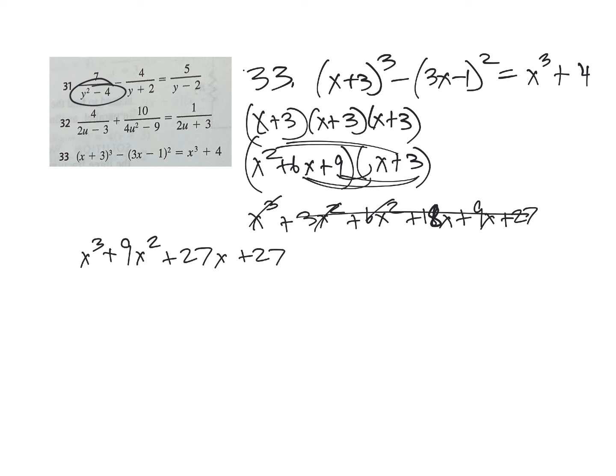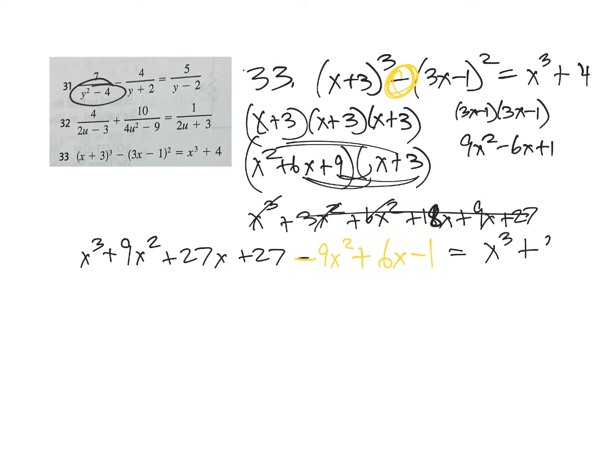That's the first part. The (3x - 1)^2. So this is a big minus here. (3x - 1)(3x - 1). You get 9x^2 - 6x + 1. But this is a big minus sign here. You have to distribute it through what you have. So this becomes a minus 9x^2, a plus 6x, and a minus 1. And on the right side, you have x^3 + 4.